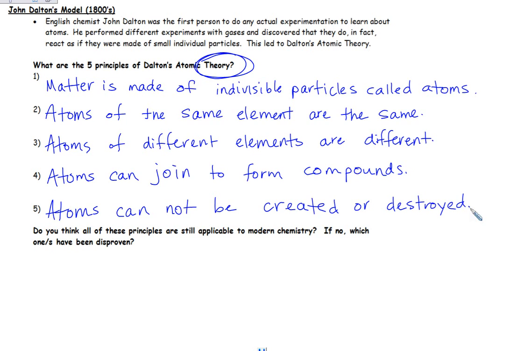What about that word indivisible? Does that bother you? Can we divide atoms today? Yeah. You betcha. So I have a little problem with number 1. Yes, atoms can be divided today. That's called nuclear. Okay, fission or fusion? I'm hoping you're saying fission.